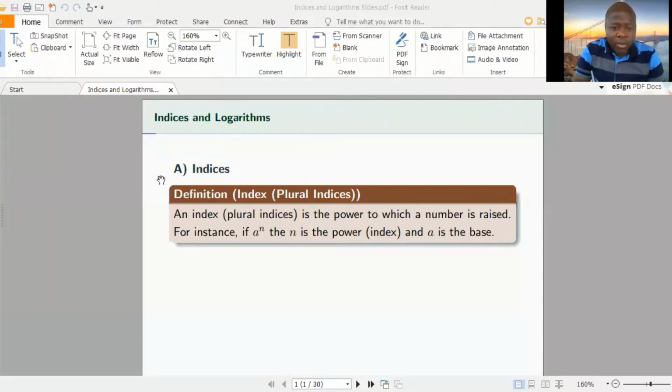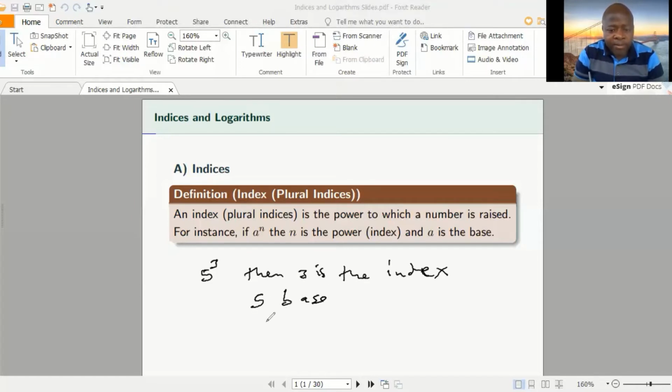Now, first we begin with the definition of an index. If there are many, the plural of an index shall be indices. An index is just the power to which a number is raised. For instance, if a is raised to n, then this n is called an index, and a shall be called the base. For example, if I have 5 raised to 3, then 3 is the index and 5 is the base.